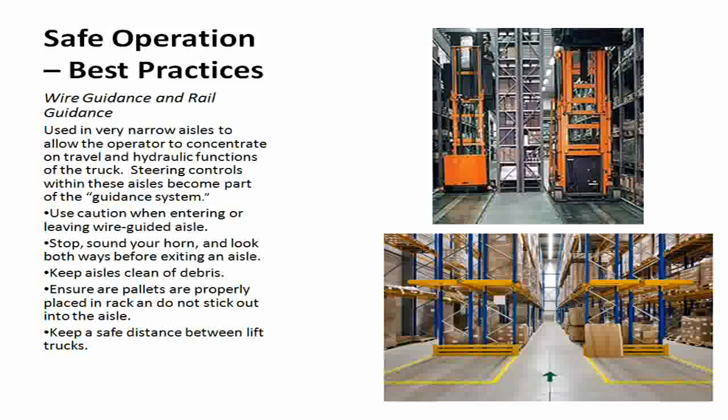So if a pallet is sticking out a few inches, the operator, since they're not focusing on steering, may not be aware that this pallet is sticking out. And if you're traveling 4 or 5 miles per hour with this heavy lift truck, that could cause some serious damage to not just the product, but the rack. You can have racking collapse, and that poses a big danger to the operator as well.